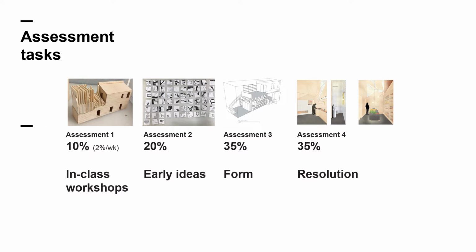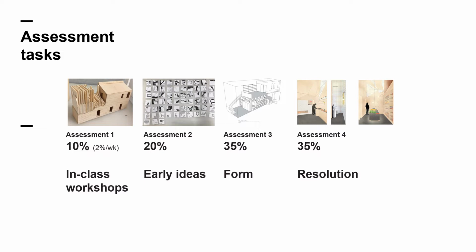So assessment 3, which is worth 35%, is an opportunity for you to show us a single idea that focuses on form. So we're not looking at materiality or detail or loose furniture or fixtures. We are looking at your ability to propose volume, threshold, sequence, and to look at natural light in response to the project brief.